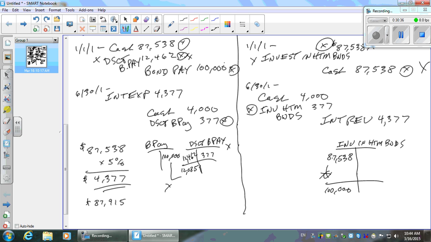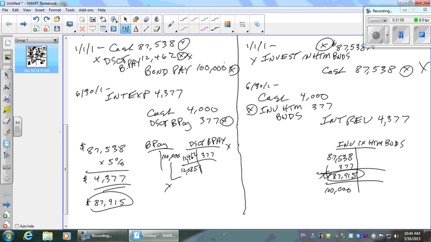Okay. Let's do the second. Oh, by the way, what's their carrying value now? If they debit investment held to maturity bonds for 377, what do they have in there now? What's 87,538 plus 377? It's a miracle. 87,915. It is, isn't it? Everybody see that? It's the same number on both sides. Well, of course it is, right? One person has the debt, the other has the investment. It's got to be the same amount.